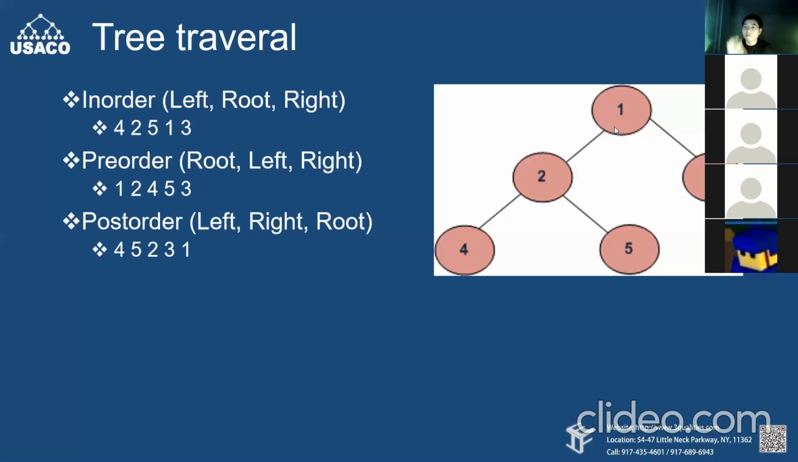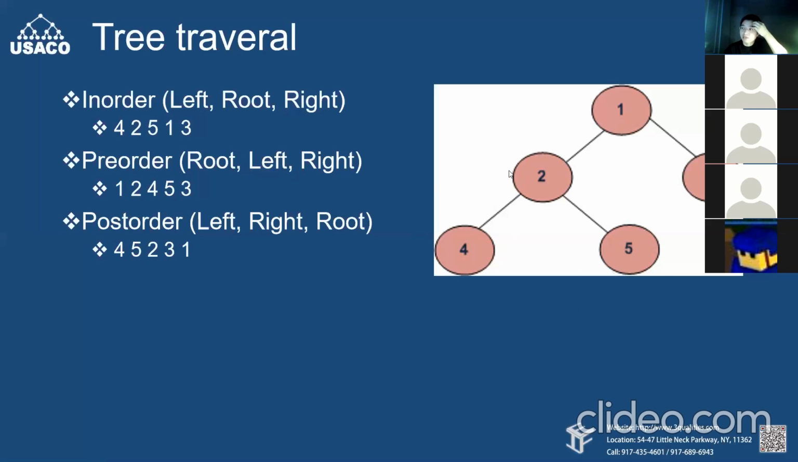First, visit the root, right? So who is the root? When I give you this tree, who is the root? 1. Okay, so I print 1 first, right? You see the 1 here? And then what? The left subtree, right? And then it prints the left. The left subtree is what? 2, 4, 5.